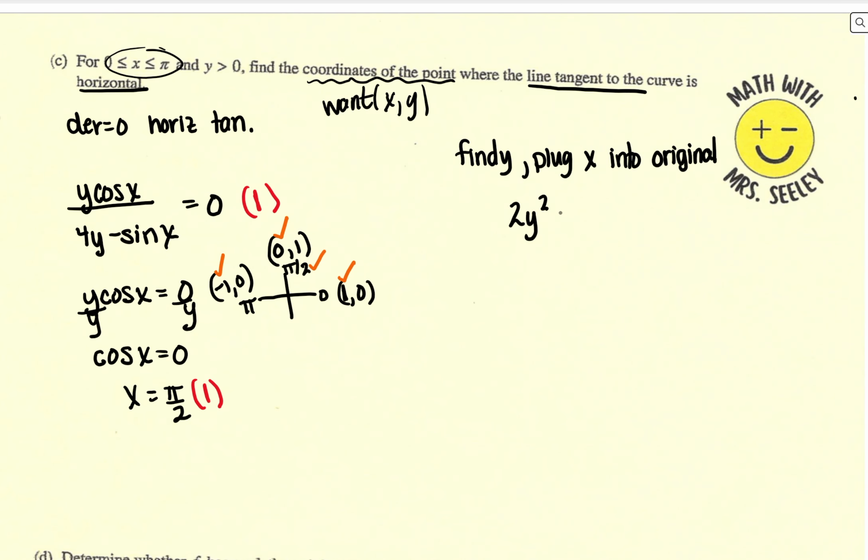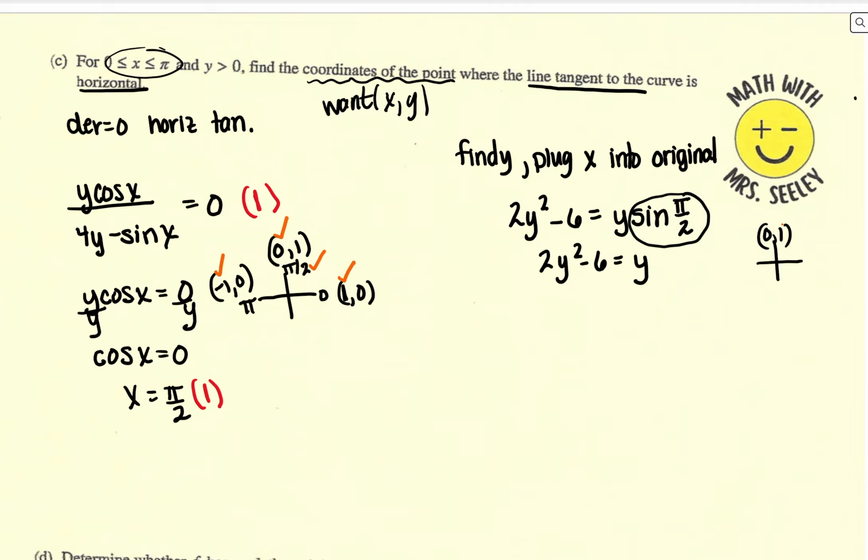2y squared minus 6 equals y times the sine of x, but where x is pi over 2. So that's going to be 2y squared minus 6 equals y, but we need to find out what the sine of pi over 2 is. And we already know that sine is the y coordinate, so we're going to put a 1 in for all that. So then that's just going to be y. Set it equal to 0, and 2y squared minus y minus 6 is equal to 0.